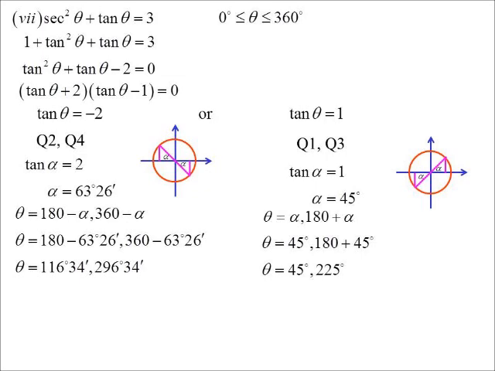I don't just leave it like that. I now combine it into, right, my final answer is, these are all the possibilities for theta. And in fact, all of those do work for this one.